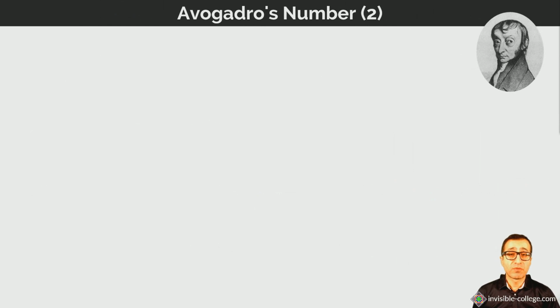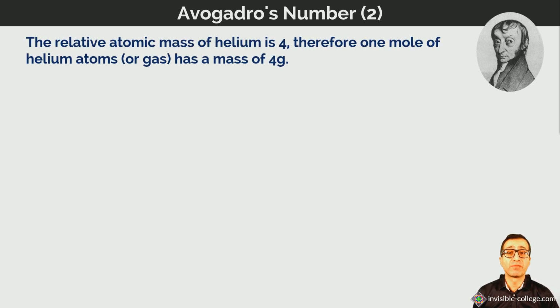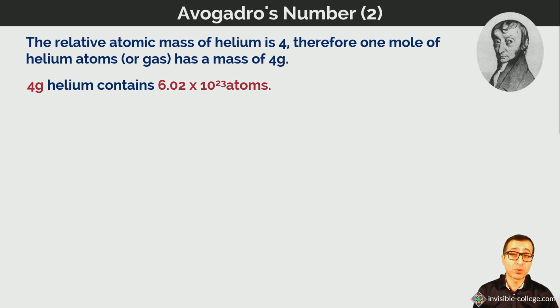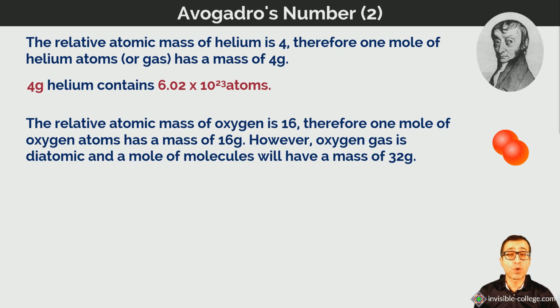Another example that we saw before is that the relative atomic mass of helium is 4. So if we're dealing with 1 mole of individual helium atoms, this would have a mass of 4 grams. So 4 grams of helium contains Avogadro's number of atoms. Another example is that the relative atomic mass of oxygen is 16. Therefore, 1 mole of individual oxygen atoms will have a mass of 16 grams. But we know that oxygen gas is composed of molecules, each of which contains 2 atoms of oxygen. And so 1 mole of oxygen molecules is going to have a mass of 32 grams.